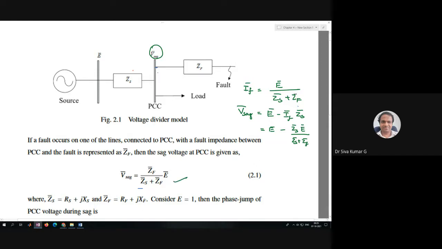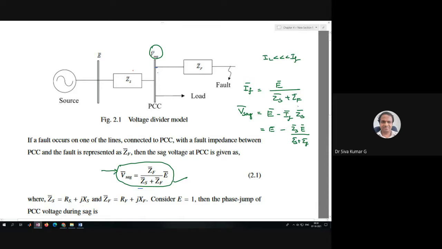Now we can get this particular equation: V sag is equal to E bar into ZF bar by ZS plus ZF. The only assumption is that the load current is very much smaller than the fault current when there is a fault in the system. This is the equation we get for the voltage at the PCC when there is a fault in a system.